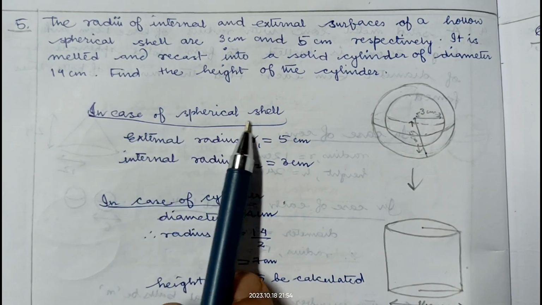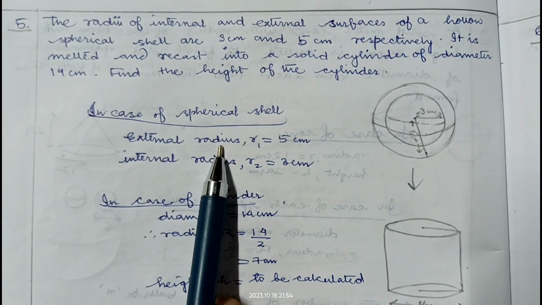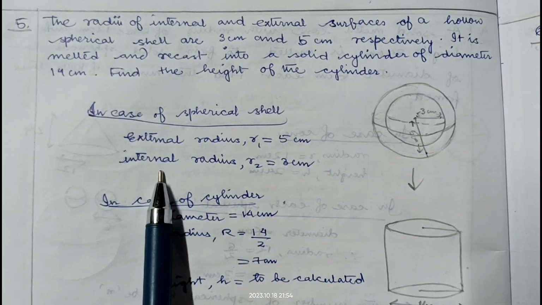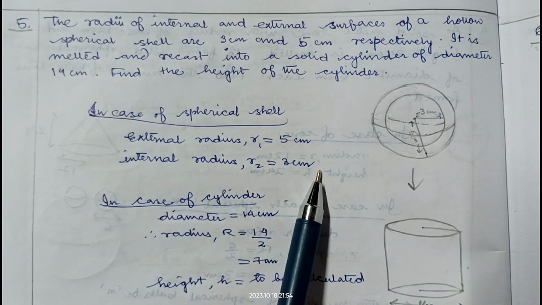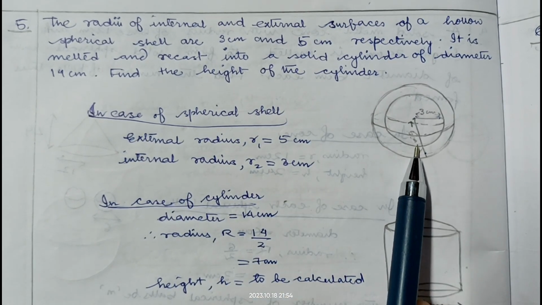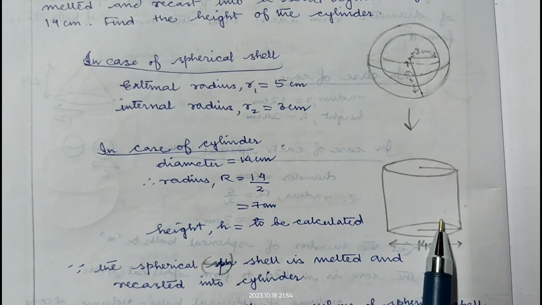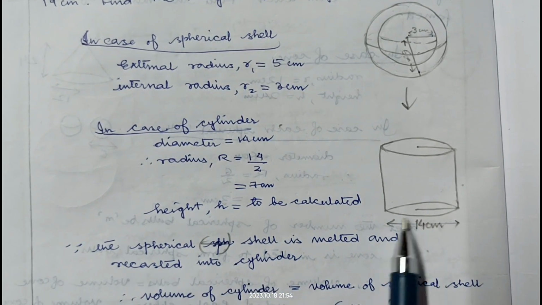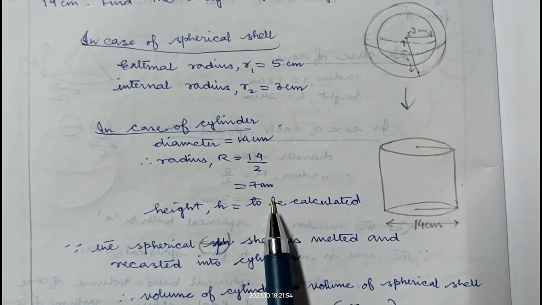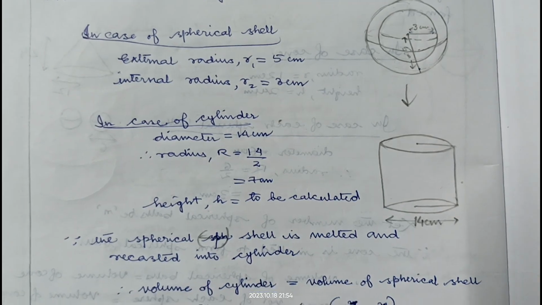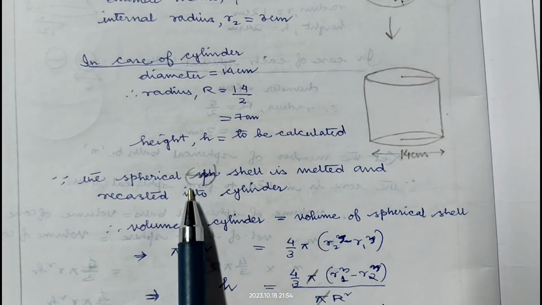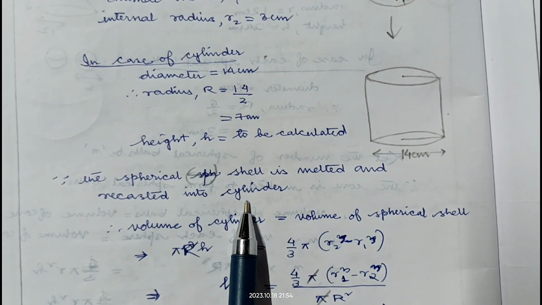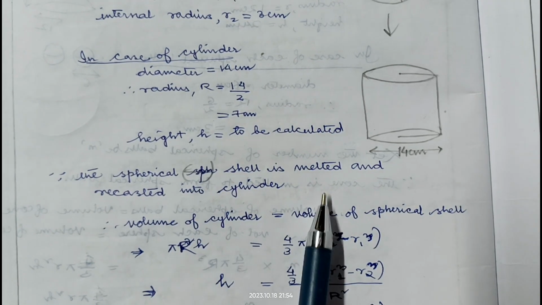So we can write in case of spherical shell, external radius r1 is 5 cm, internal radius r2 is 3 cm. Now after melting we got this cylinder. In case of cylinder, diameter is given 14, so radius will be 7. And its height is to be calculated.